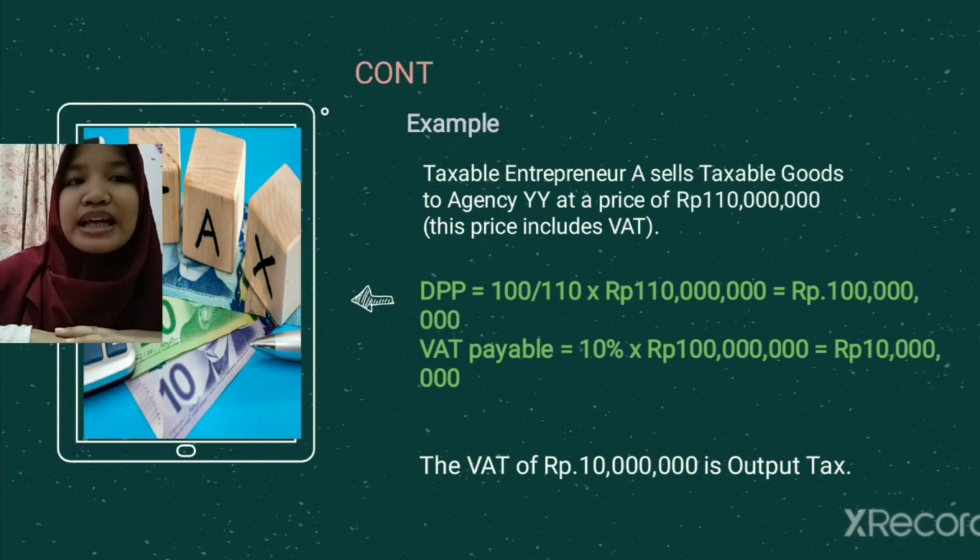Like I said before, the tariff for VAT payable or output tax is 10% for JKP and BKP. So 10% multiplied by 100 million. The value is 10 million. So the VAT of taxable entrepreneur A is 10 million for output tax.